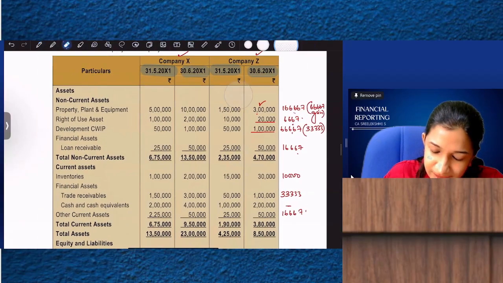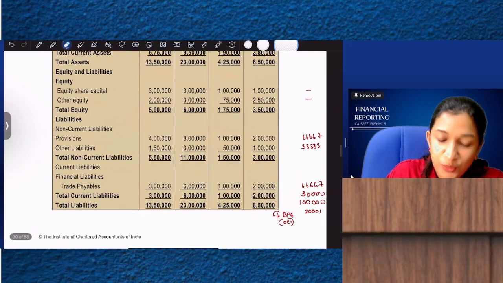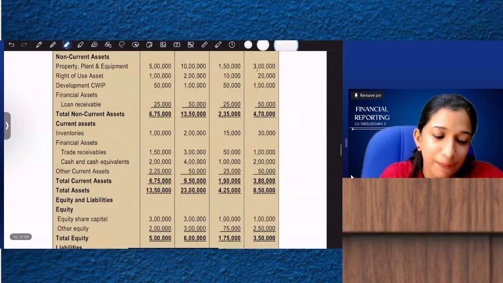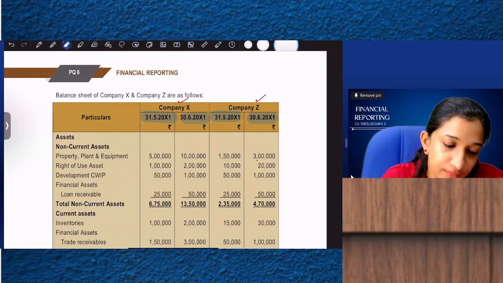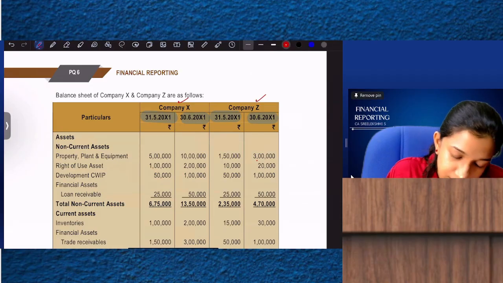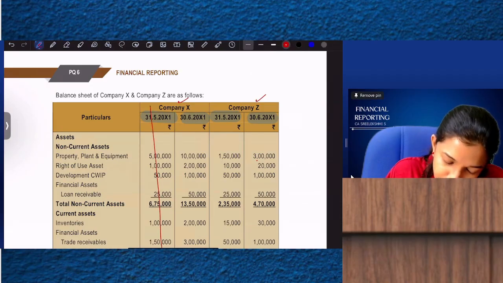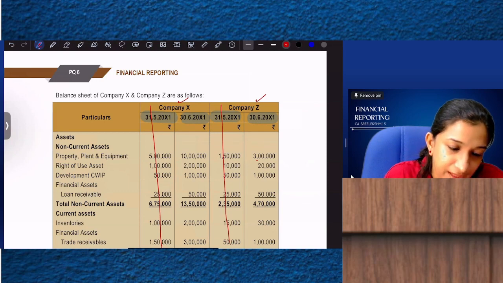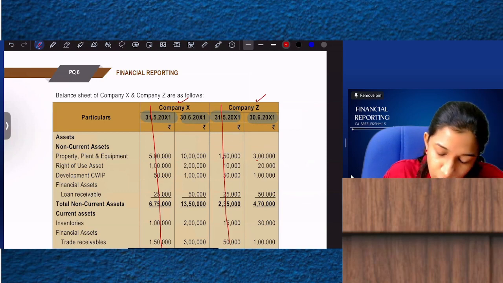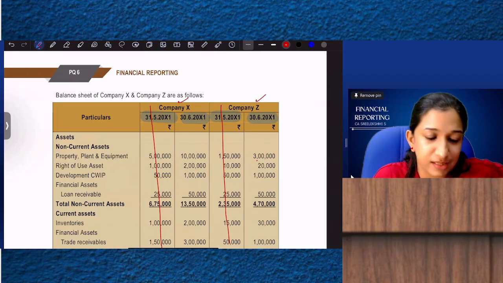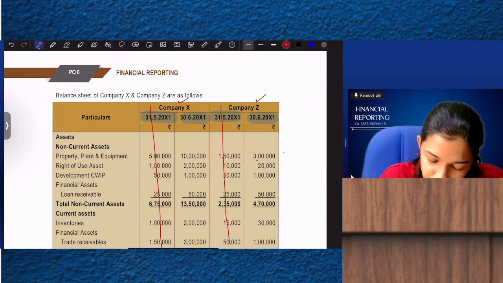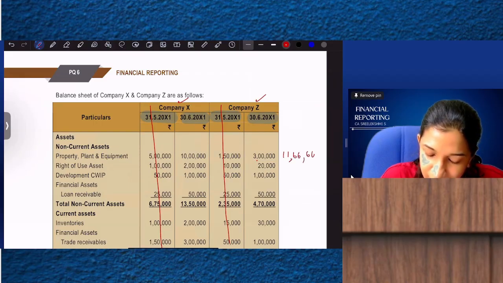See, as I said, the question is very lengthy. But this is very easy, right? How to prepare the balance sheet now? They have already given the balance sheet of X and Z. So for X, we will not take the 31st May details. So PP was 10 lakhs and what we have taken over is 1 lakh 66,667. So the balance sheet PP will be 11 lakh 66,667.